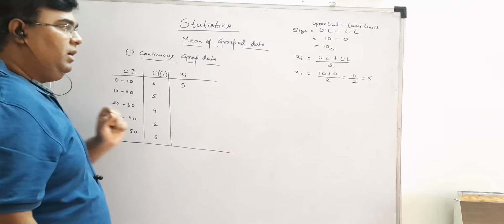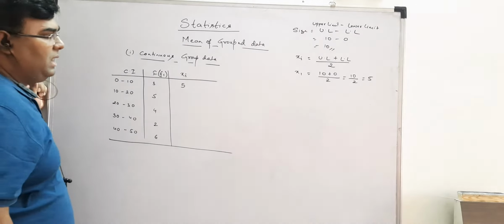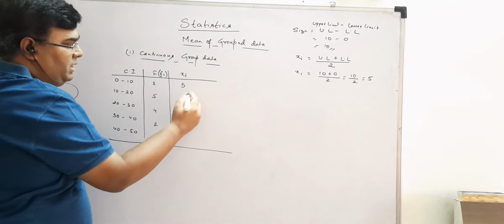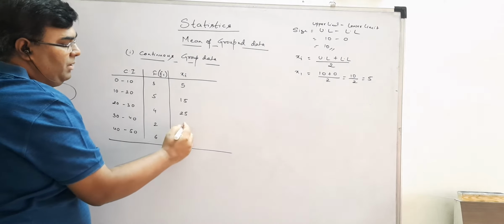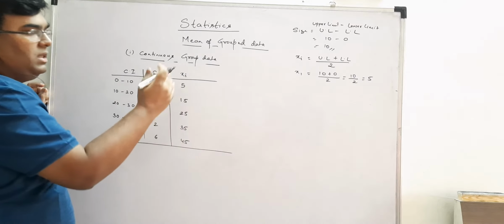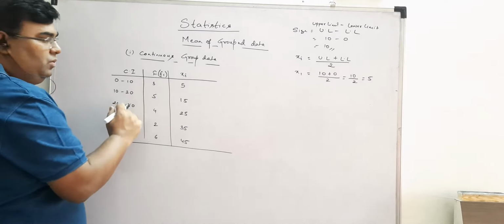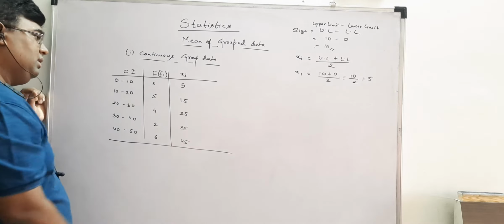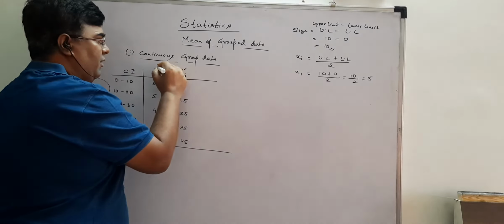Now in the same way, either you calculate all the xi's, or you can just add the class size to this xi. 5 plus 10 is 15, 15 plus 10 is 25, 25 plus 10 is 35, and so on. You will get the same values. Even if you calculate it from here, 20 plus 10 upon 2, you will get 15. 30 plus 20 upon 2, you will get 25. Similarly, the other values also. So we have got xi, we have got fi.